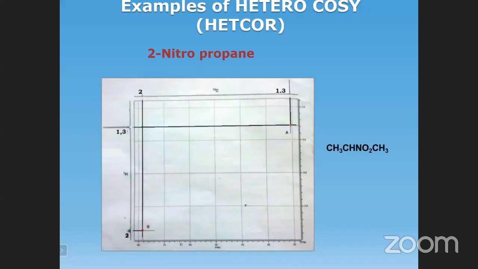Okay. So next we'll go to the HETCOR. Heterocosy in short is also known as HETCOR. So HETCOR is nothing but the heterocosy spectrum. The example here is 2-nitropropane. It is nothing but conventional C13 NMR that we are trying to represent in 2D form. For 2-nitropropane, how many signals does the C13 NMR give?